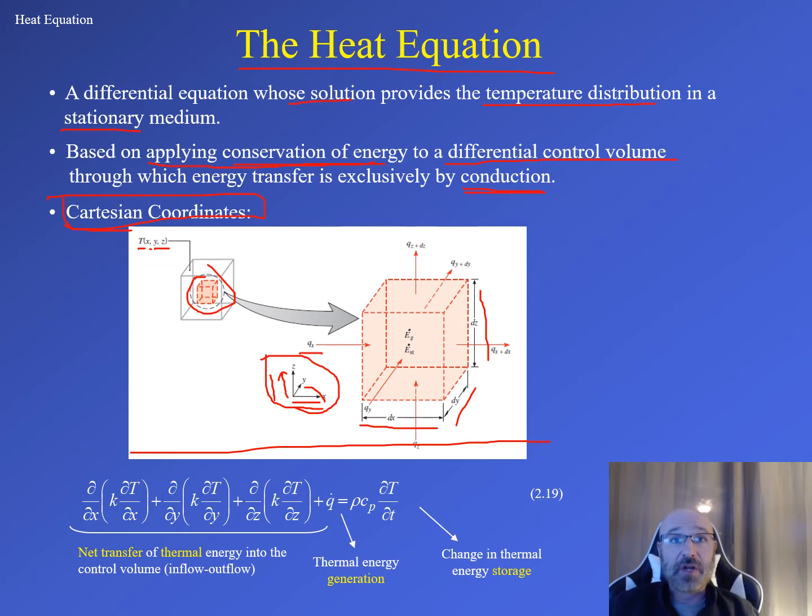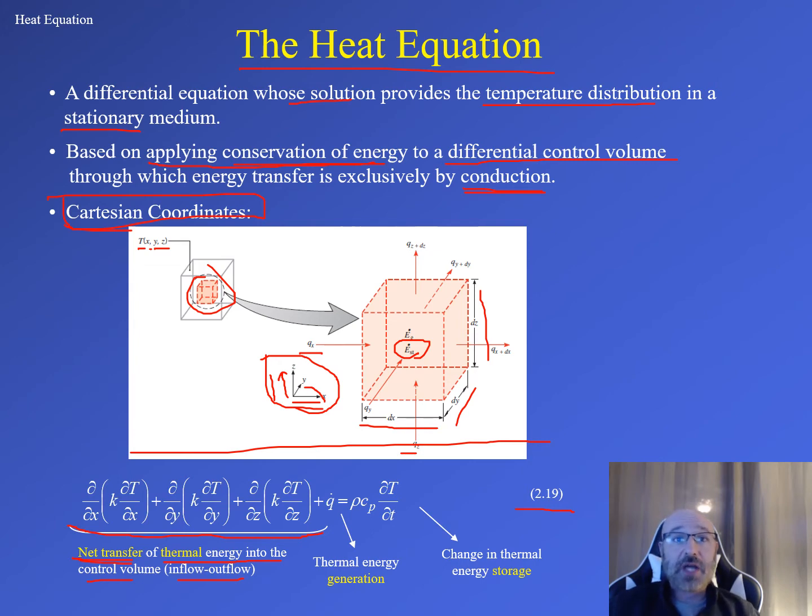We can see all of our heat rates in the x, y, and z direction coming in and out of this here, and our stored energy terms inside the cube there. So now, from all this information, we have this governing equation, which we can relate back to equation 2.19 in our textbook. You see this first term here. This term is the net transfer of all thermal energy into the control volume, so our inflow and our outflow right there.